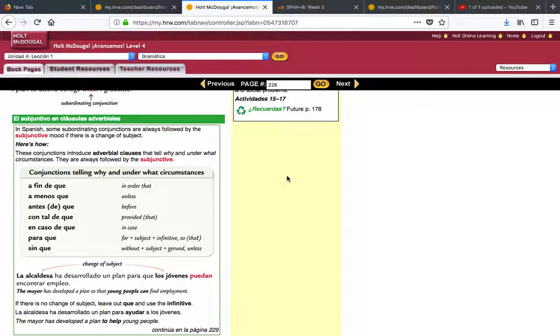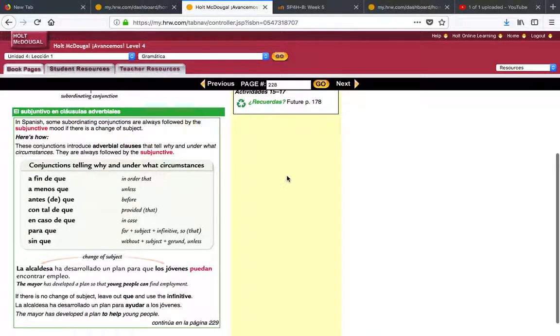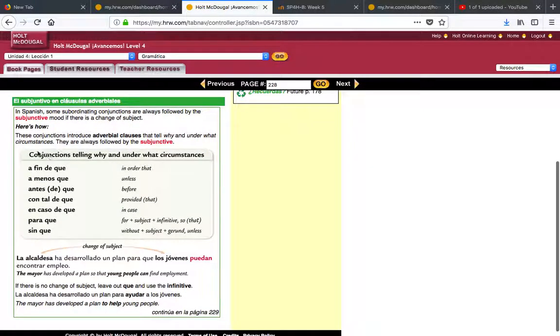Ok, so let's talk about subjunctive with conjunctions. This group of conjunctions tells us why and under what circumstances, right? So we're going to use a fin de que, a menos que, antes de que, con tal de que, en caso de que, para que, and sin que. Every time you use those conjunctions, after those conjunctions, you have to use subjunctive.